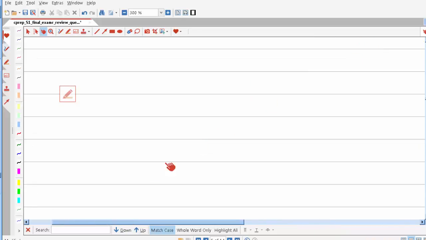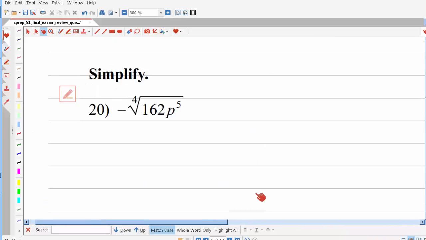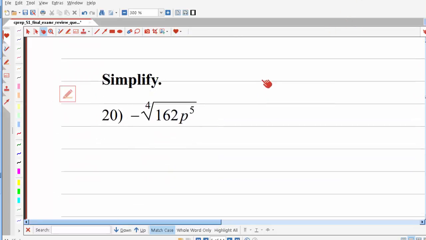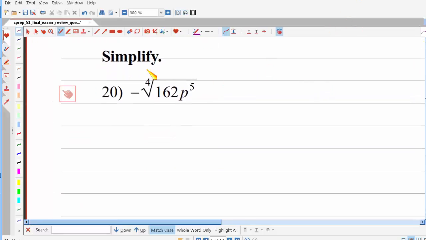Okay, so how many more of these do we have? Okay, down to solving equations. I'll just do a few more in this screencast. All right, do a factor tree for 162.